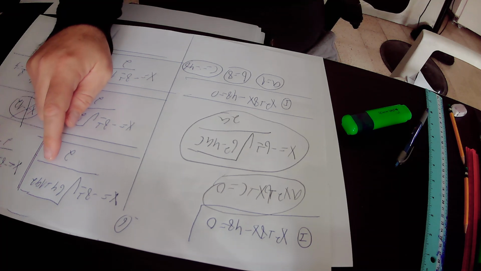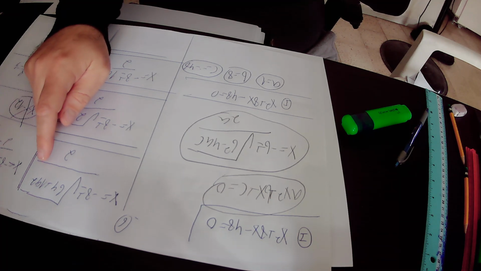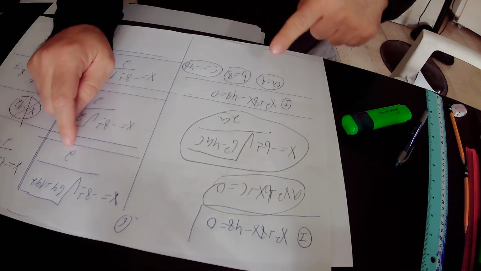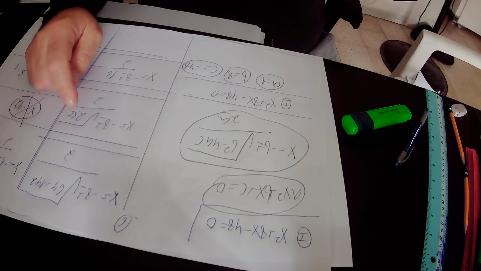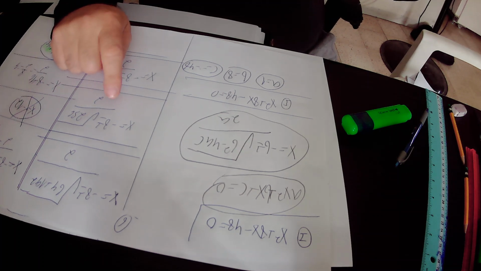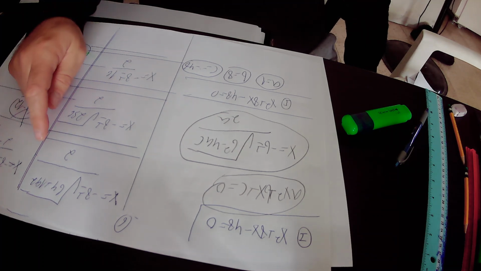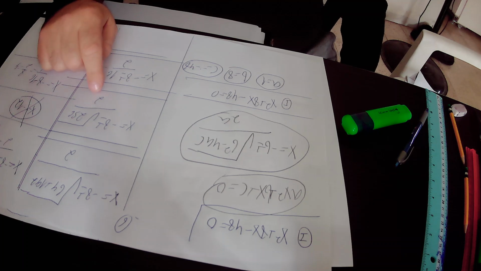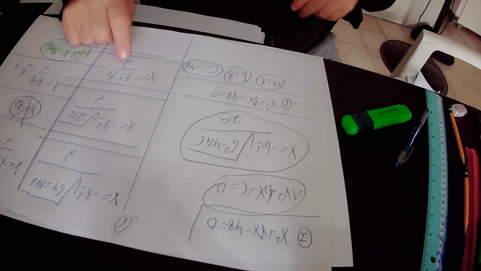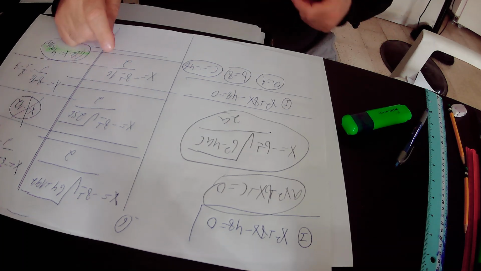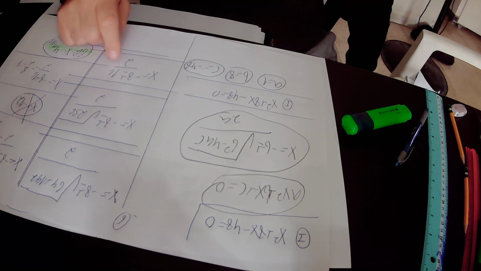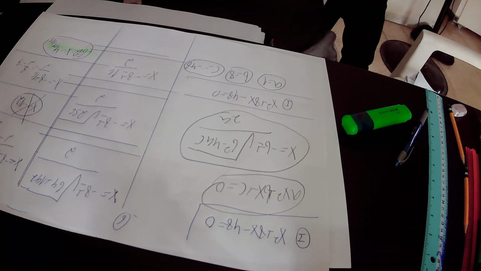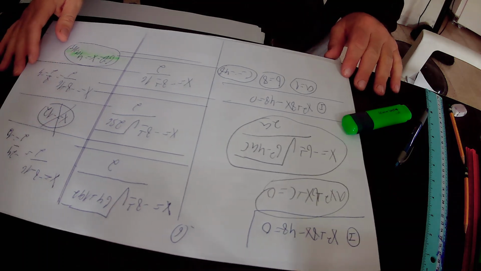So inside the root we have 64 plus 192, divided by 2a. a is 1, so 2a is 2 times 1, that is 2. So we found out that x equals minus 8 plus minus, and 64 plus 192 is 256. So inside the root we have 256 over 2. So x equals minus 8 plus minus, and the square root of 256 is 16, over 2. So here we have two possible solutions for x.